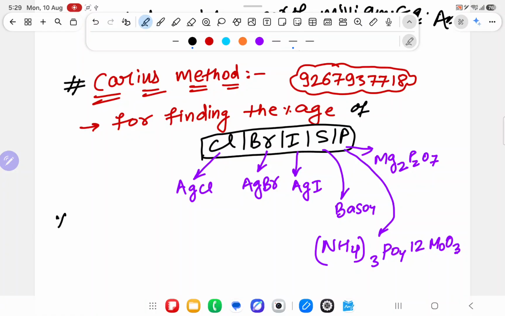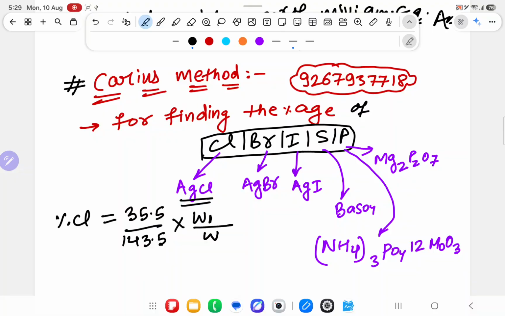If I have to find the percentage of chlorine, what will I do? First, Carius method, what is the method name? Carius method. First, I will write weight of chlorine. What is the weight of chlorine? 35.5. Then I will write weight of AgCl, and its weight coming is 143.5, into weight of given AgCl upon weight of organic compound, into 100. This is the molecular weight.